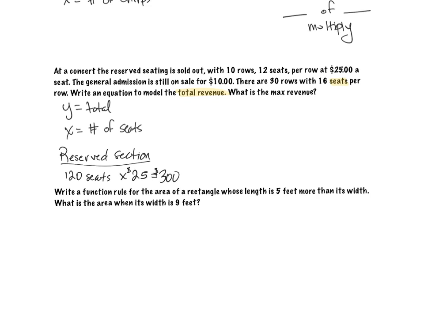So $3,000 total, right? So I know I have y equals, I'm starting with 3,000. And then the rest is going to be dependent on the number of seats sold. So what do I need to multiply by the number of seats to figure out the price? Like, let's say, if I sold 2 seats, how much more money would I make, Allison? So general admission, if I sold 2 more seats, how much more money would I make?